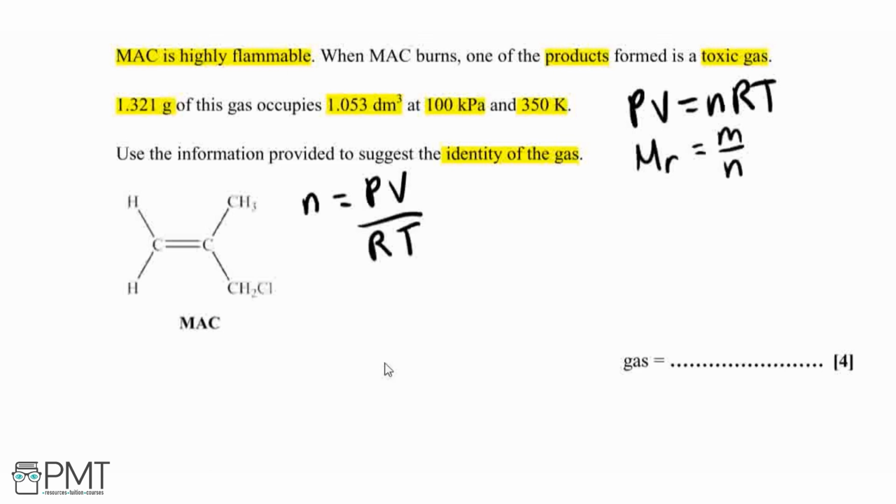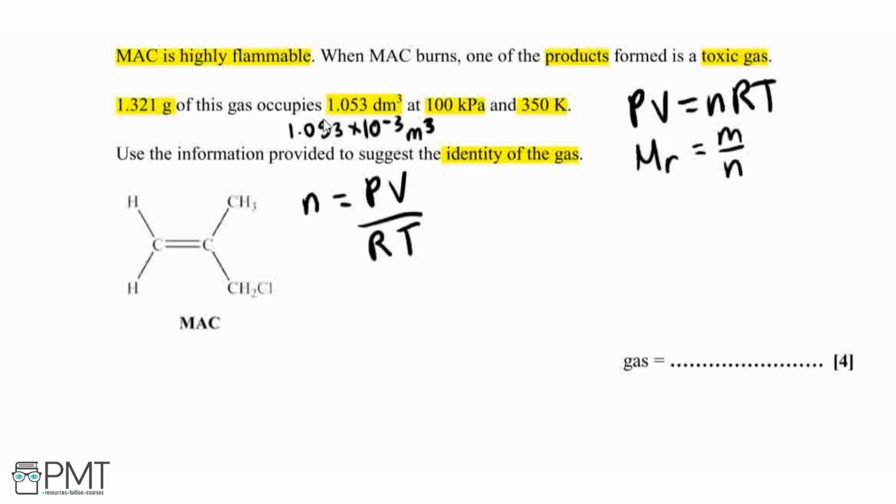Now the key thing with our ideal gas equation is to make sure that we're using our standard SI units. So this is going to be pressure in pascals, temperature in Kelvin overall, and volume in meters cubed. So we need to make sure that we convert some of our data here above to the correct units. So 1.053 decimeters cubed, to convert that to meters cubed, we just have to divide it by 1,000 overall. So we will have 1.053 times 10 to the minus 3 meters cubed.